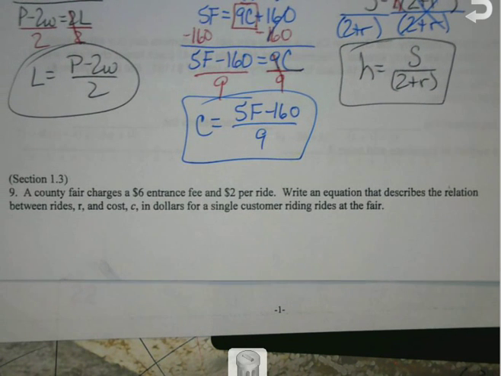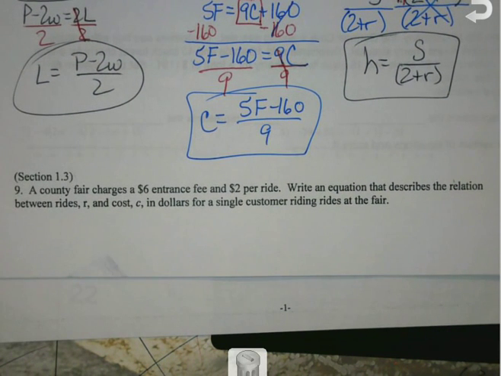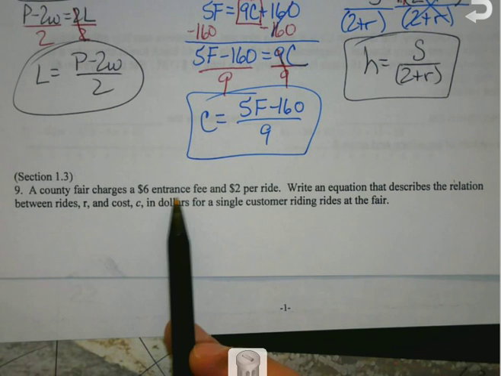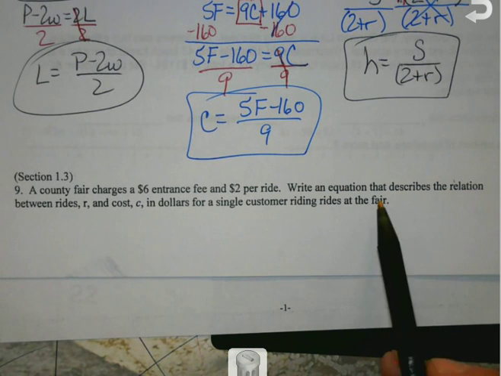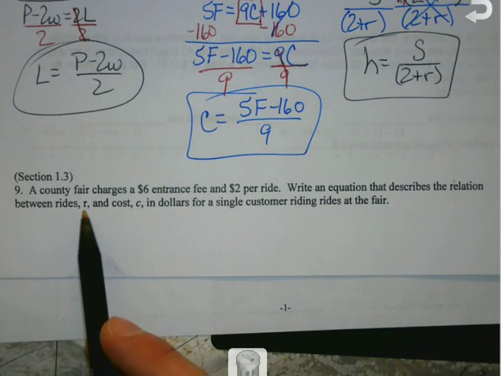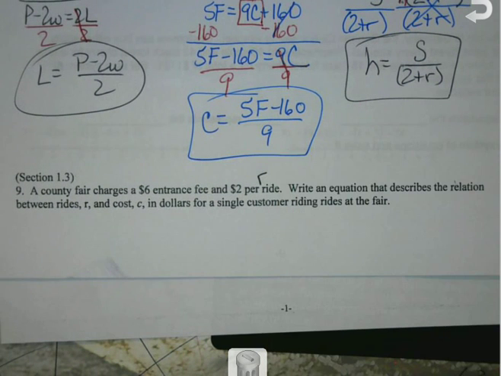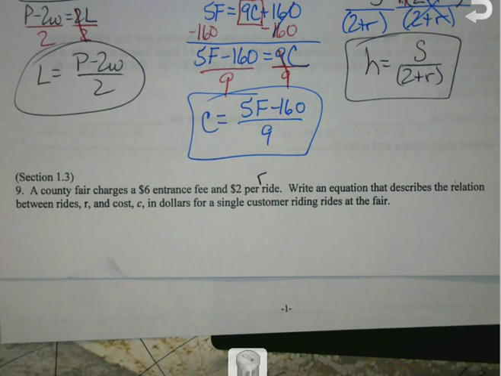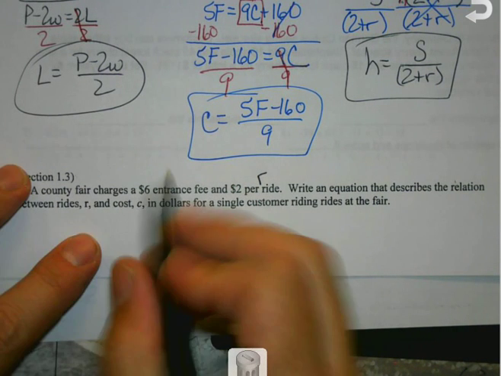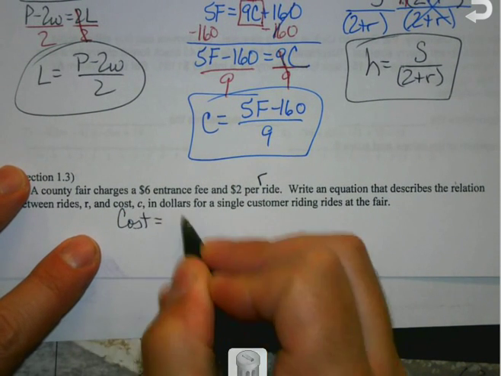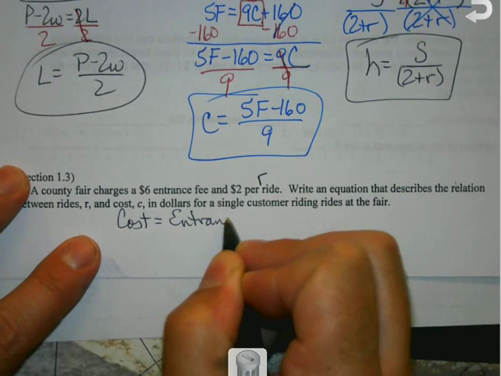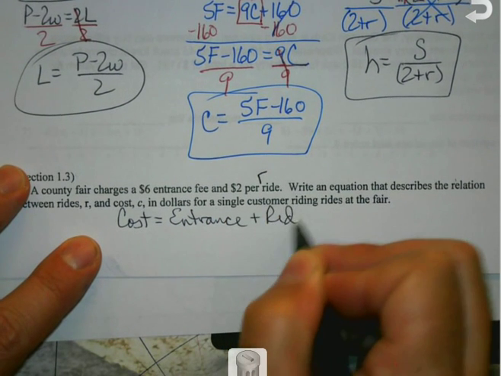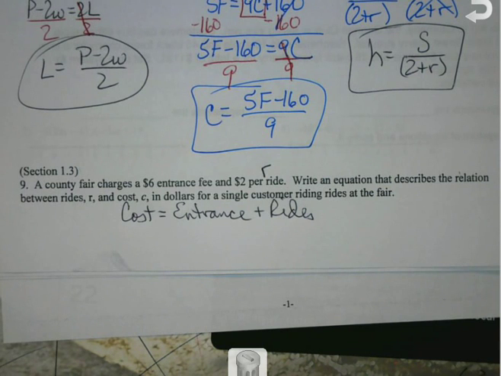All right, so now we'll get back to our applications. A county fair charges $6 entrance fee and $2 per ride. Write an equation that describes the relation between rides R and the cost C in dollars for a single customer riding rides at the fair. So you're like, okay, let me think about this for a minute. My cost is going to equal my entrance plus any rides I do. Now, that's not my equation. That's just kind of my verbal model for this. You know, how is this going to set up?